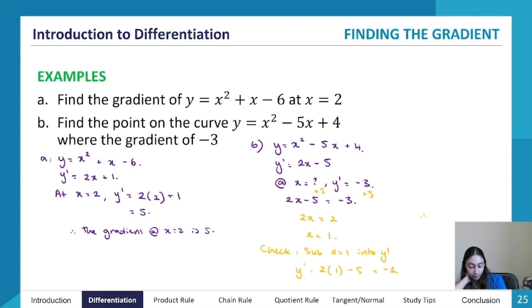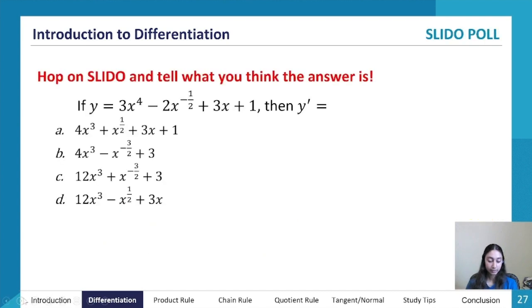Therefore, the gradient, or if you wanted to be a bit fancy, you can write m_T, so the gradient of the tangent is equal to negative 3 at x is equal to 1. Okay? So that is how you can approach a question like this. I have another question for you guys to do real quick. Okay, so down below, tell me what the answer is.